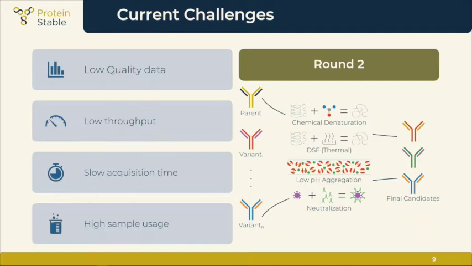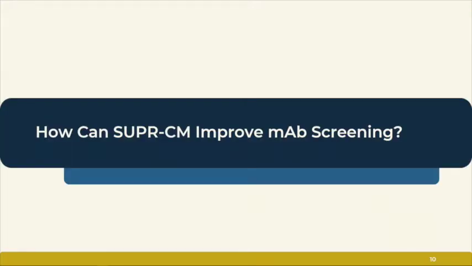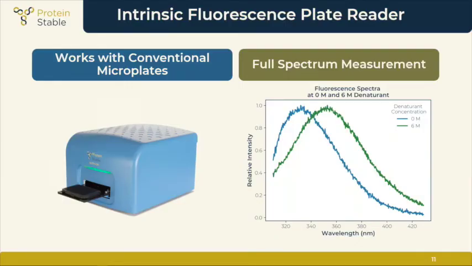And so, having identified these challenges, the question then becomes, how can the SUPR-CM improve this type of application? What advantages does it bring to the table that means that you can use chemical denaturation within your antibody screening program? Let's start by introducing the instrument itself. This is the SUPR-CM instrument, our brand new instrument from Protein Stable. It is an intrinsic fluorescence plate reader that works with 96 and 384 well microplates, a convenient format that helps reduce errors, increases throughput, whilst reducing consumable costs.